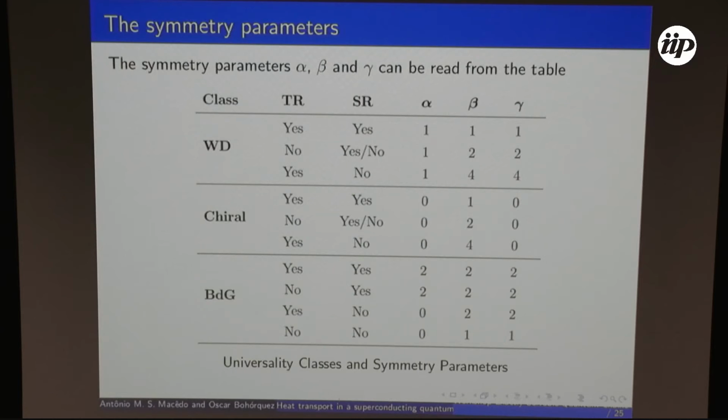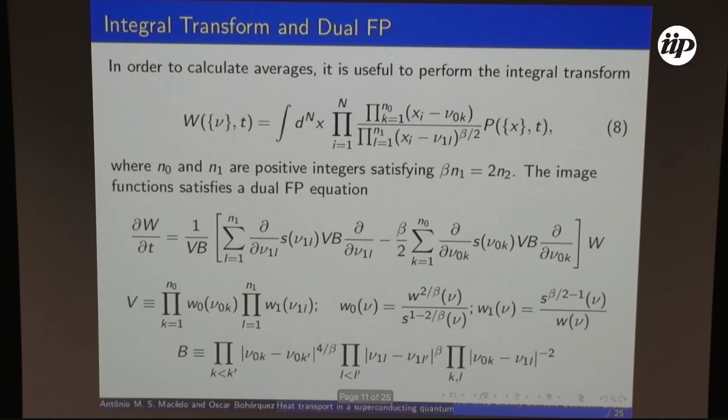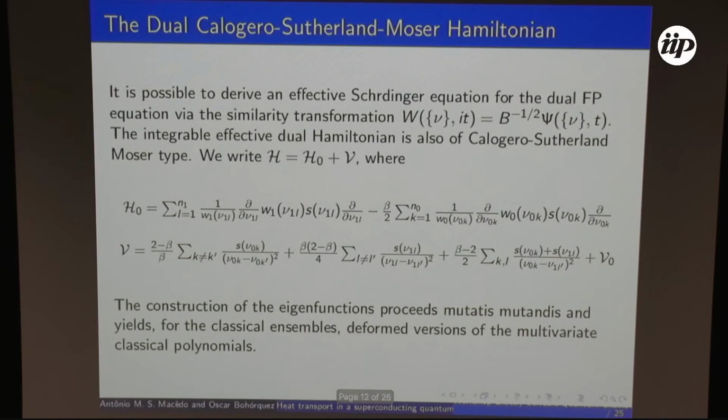Here. So since we are in BDG class, I'm going to take beta equals 2. Yes, yes. Beta equals 2. The same beta here. So beta equals 2, which means that all these 3 terms that involve interaction disappear. So I get free particles, free bosons and free fermions.